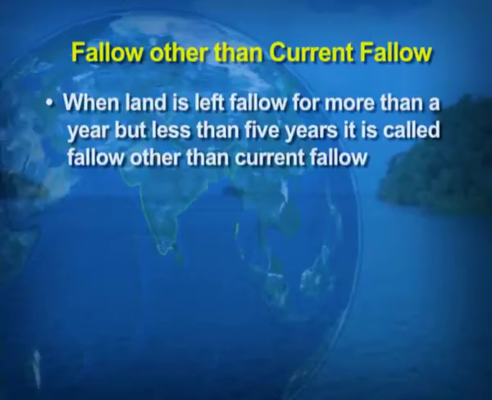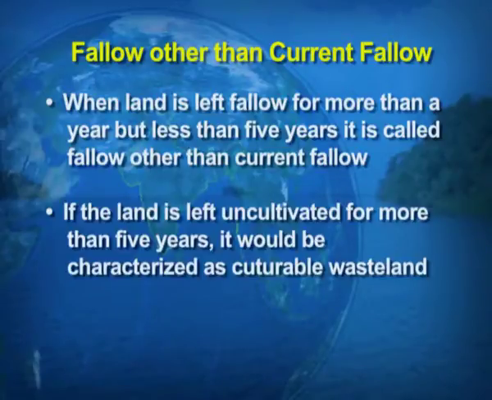Next category is fallow other than the current fallow. When the land is left fallow for more than a year, but less than 5 years, it is called the fallow other than current fallow. If the land is left uncultivated for more than 5 years, it would be characterized as the cultivable wasteland. That means, we will consider that land which is not fit for the cultivation.